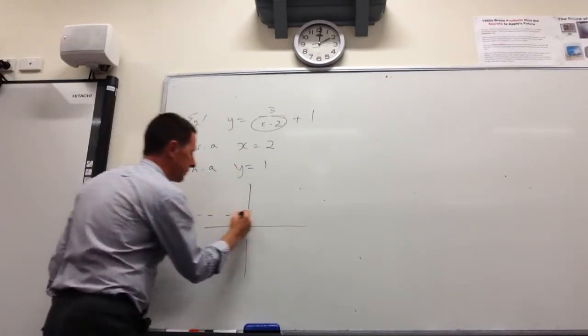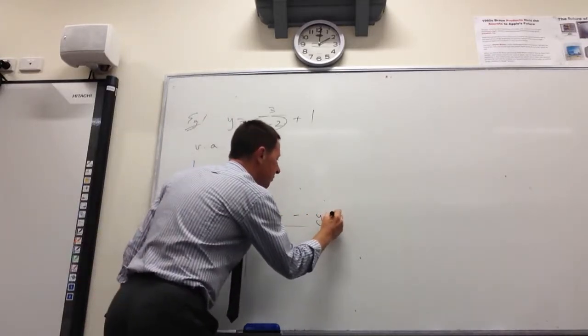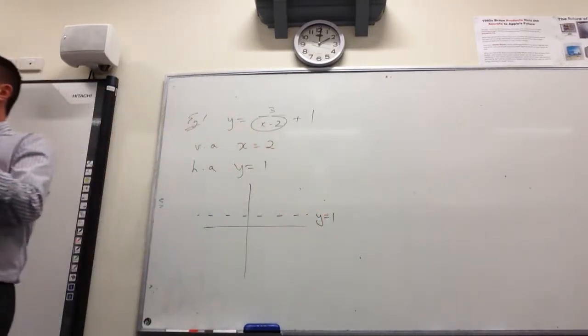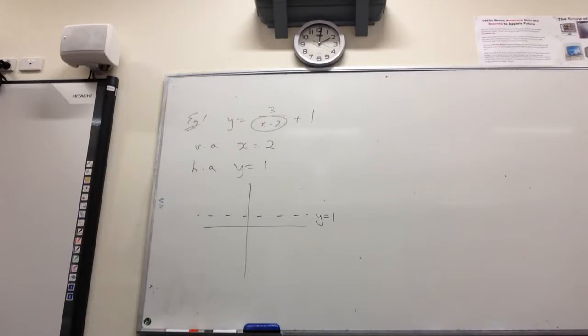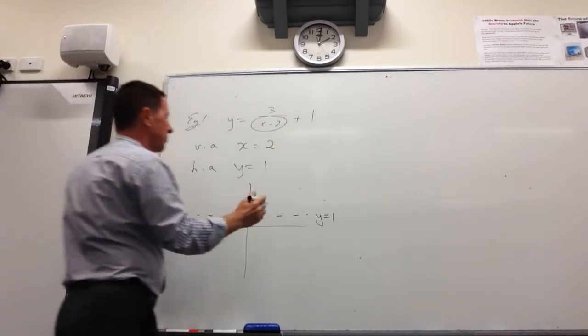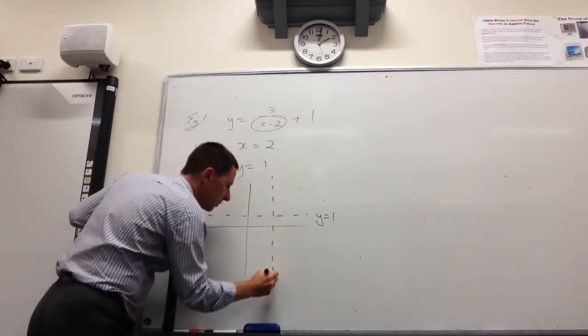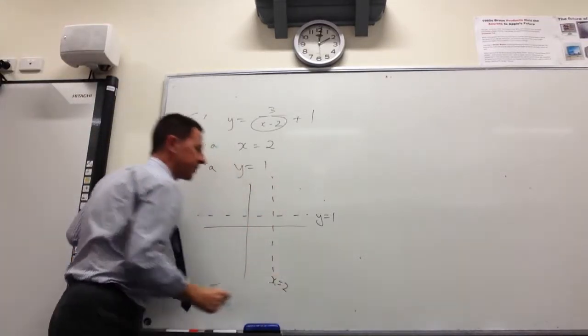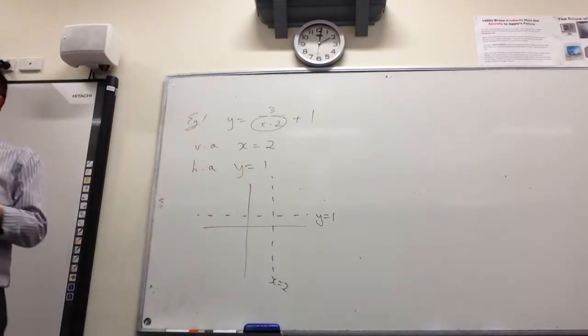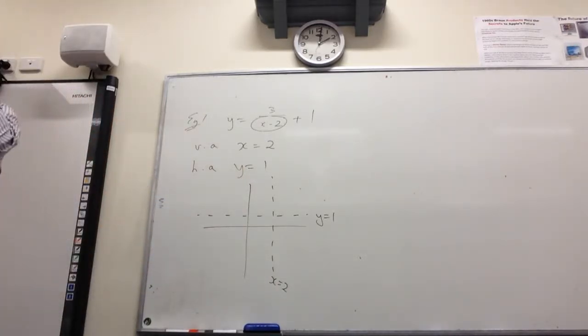Asymptotes. Label y equals 1. Pedantic things. You cannot be giving away marks. Yeah? You need to make sure you do things like label. So x equals 1. Label. So y equals 1. x equals 2. Labelled. You now need to know where they go.